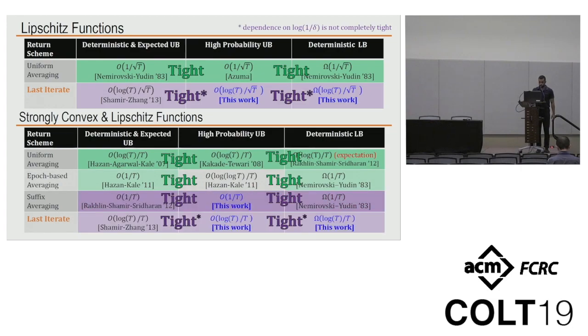So our work resolves this issue, and along the way, we also prove a high probability upper bound of 1 over T for the suffix averaging return scheme. And this high probability upper bound is used in the proof for the high probability upper bound of the last iterate in the strongly convex case. And it turns out that this suffix averaging high probability upper bound is the first high probability upper bound in the strongly convex case that gets the optimal 1 over T convergence rate.